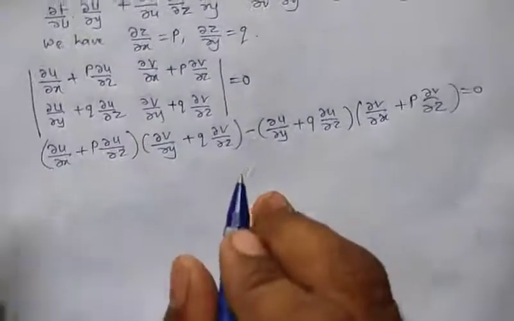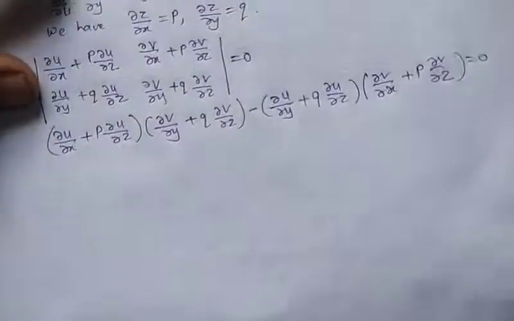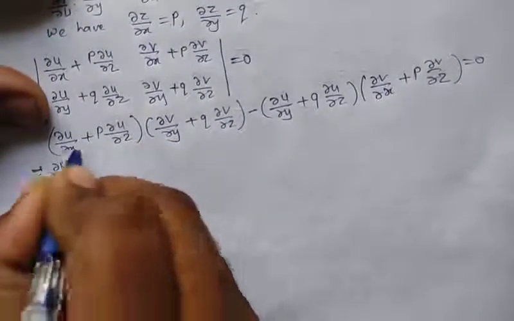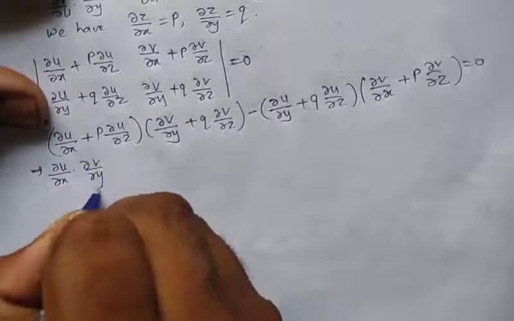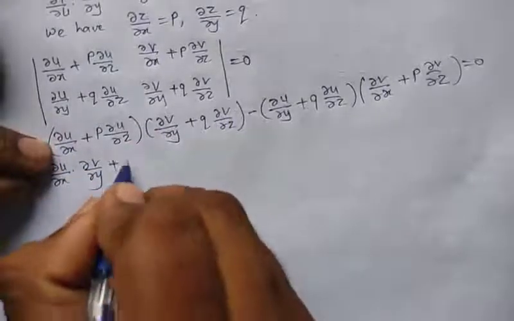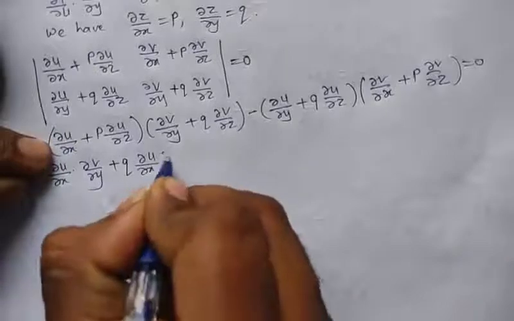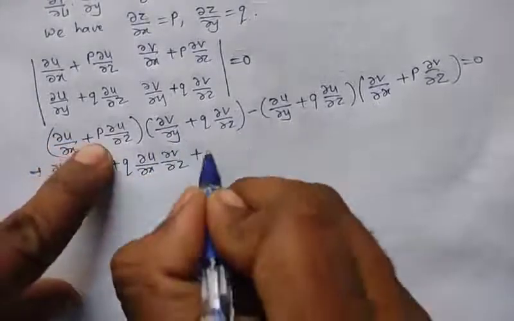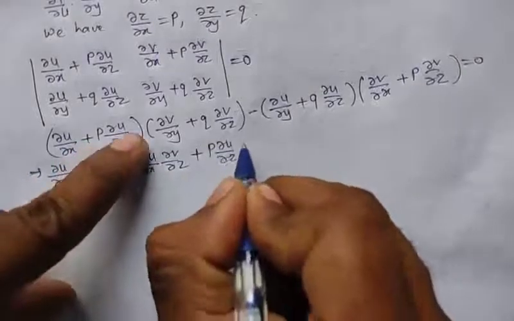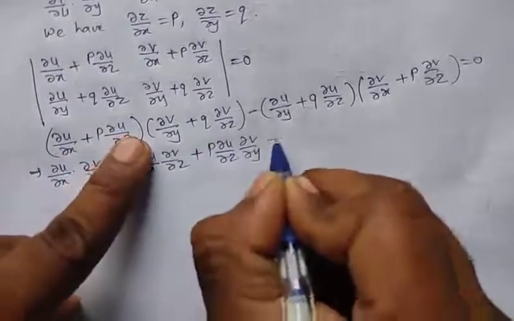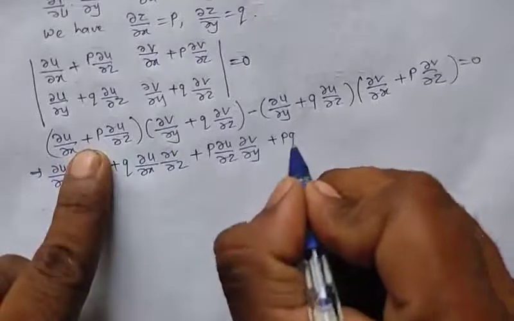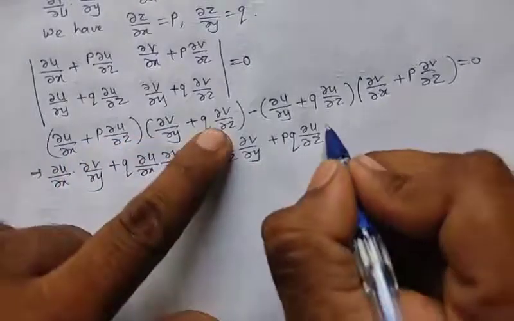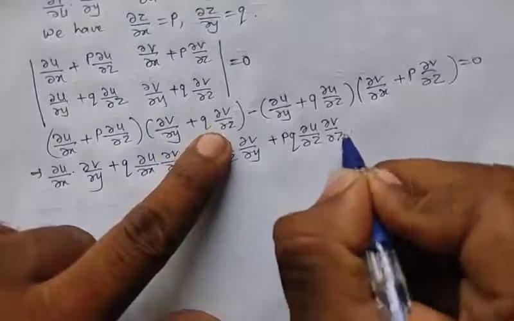0. Now multiplying, we get here ∂u/∂x into ∂v/∂y. Next, after multiplying this, we get q ∂u/∂x into ∂v/∂z. Next, multiplying this, we get p into ∂u/∂z ∂v/∂y, plus p into q ∂u/∂z ∂v/∂z.